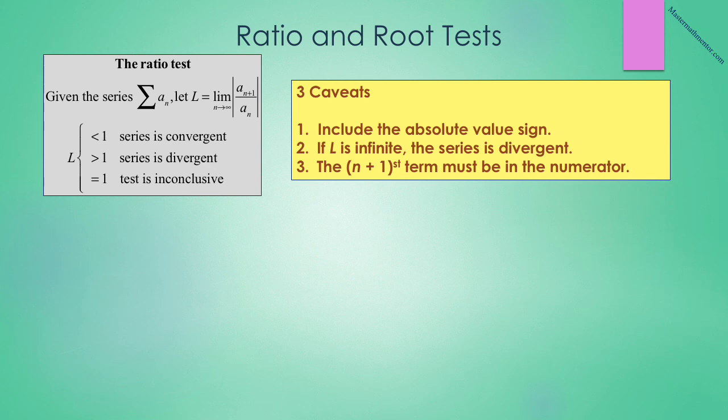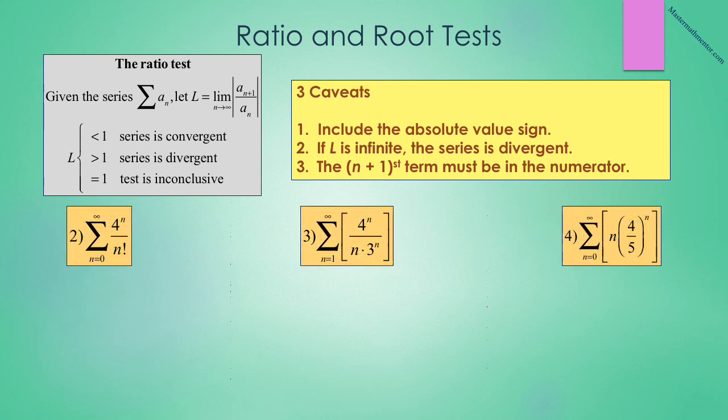Secondly, realize that if you get infinity for the limit, this will indicate divergence, as nothing is stated about L being finite. And finally, realize that unlike the direct comparison test, the ratio test requires that the n plus first term be in the numerator and the nth term be in the denominator.